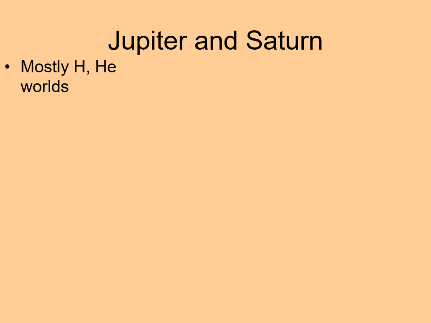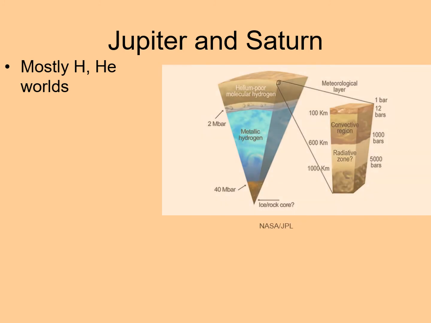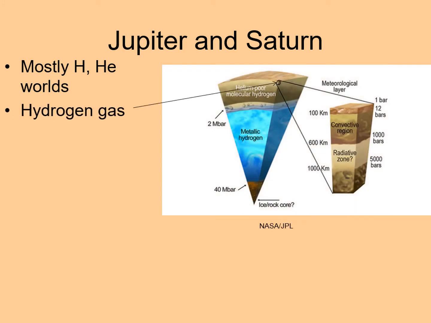The vast majority of the matter in these two worlds is hydrogen and helium, which explains why we call them gas giants. But this is a bit misleading because, in fact, very little of their mass is gas. On this pie wedge of Jupiter's interior, only the outer section is gas. It's just a few hundred kilometers thick out of the over 60,000 kilometer radius of the planet.